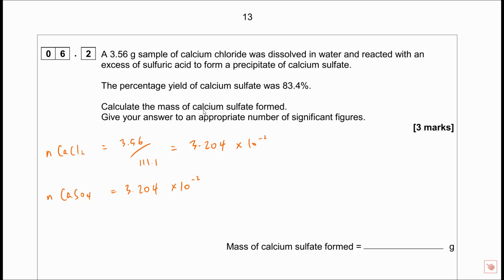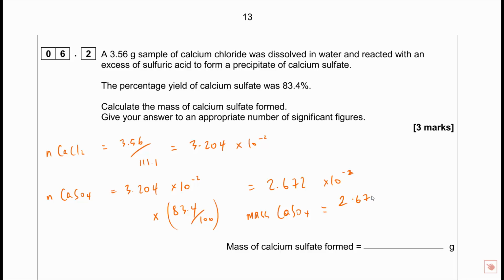Now that's assuming 100% yield, but it's not. The percentage yield is 83.4. Therefore, we have to account for that, so we multiply by 83.4 divided by 100, or you could do it by 0.834, whatever you want. That's going to give us a number of moles of 2.672 times 10 to the minus 2. And then our final bit here is calculating that back up to a mass. So the mass of CaSO4 is going to be, mass is moles.